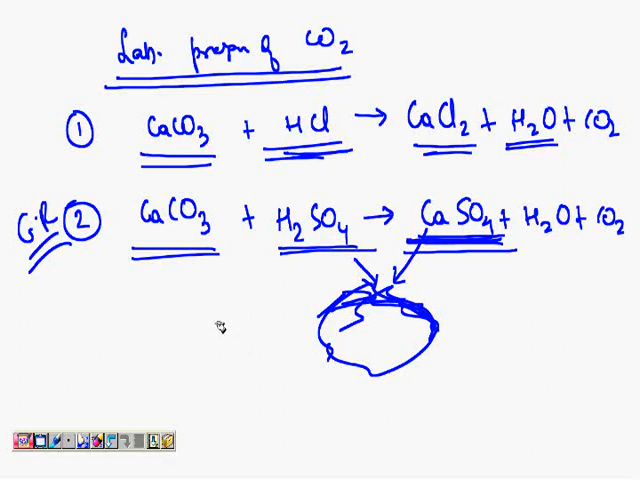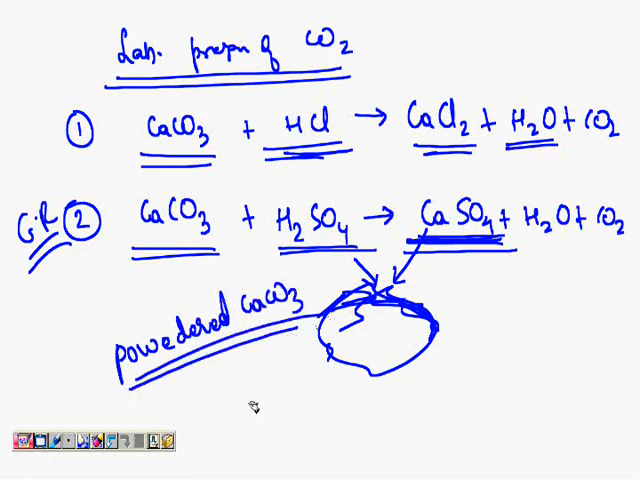Now the other care that should be taken: if the calcium carbonate is used in the form of big lumps, the surface area provided for the reaction is small and the reaction will be quite slow. So in that case what can we use? We can use powdered calcium carbonate. If the calcium carbonate is powdered, the reaction becomes sufficiently fast and proceeds easily. So this was the precautions.